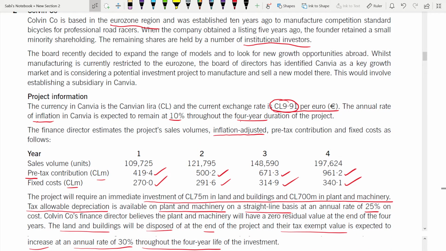Inflation is 10%, I remember. Yes, Canvia it is 10%. So that's why it is 9.91 into 10, because the currency is CL. So even the inflation has to be of CL. So that's why it is 1.0 divided by that of Colvin, the home country. What is the inflation of the home country?